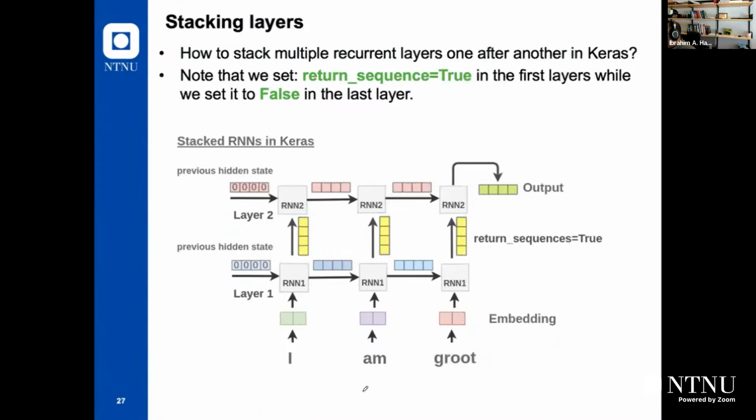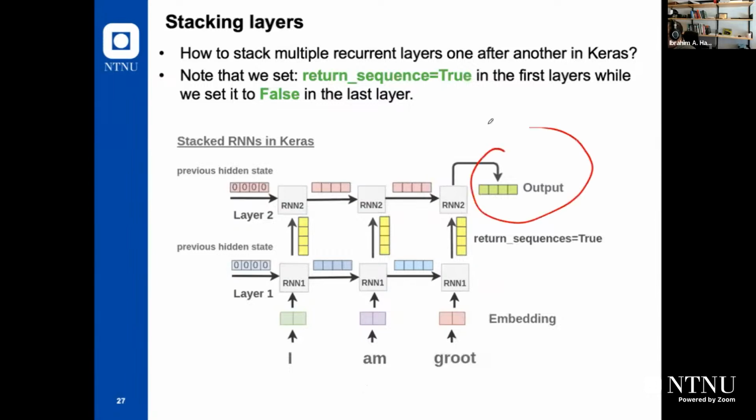There is also something called stacking layers, and how to stack multiple recurrent layers one after another. If you want to make it deeper, we need to use those stacking layers. Note that we need to set return_sequences equal true in the first layer, while we set it false in the last layer. So you will have a stack of RNN layers. The most important thing is that in the bottom layers, we need to use return_sequences equal true, but for the last layer, we need to set it equal false because we need to feed only the output to the softmax layer, right?